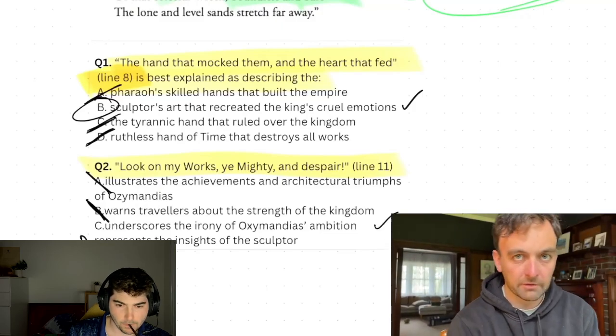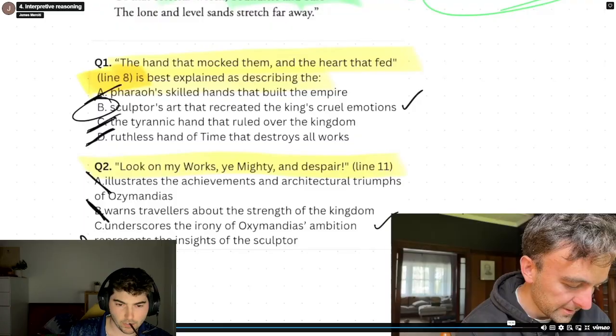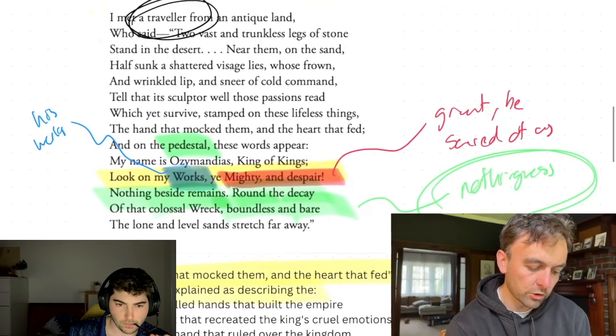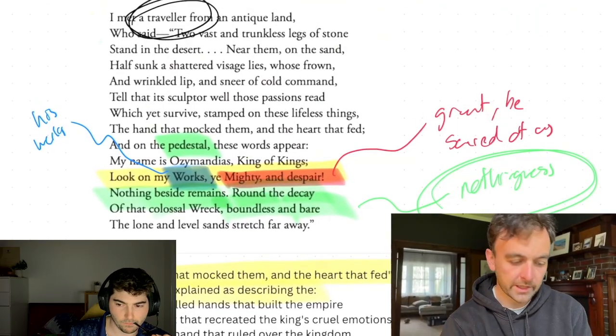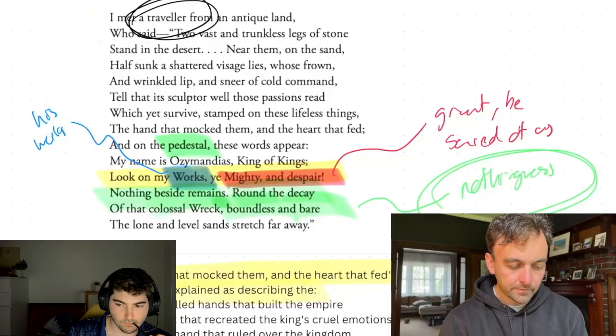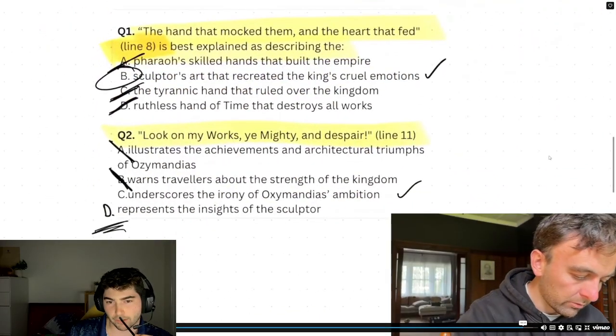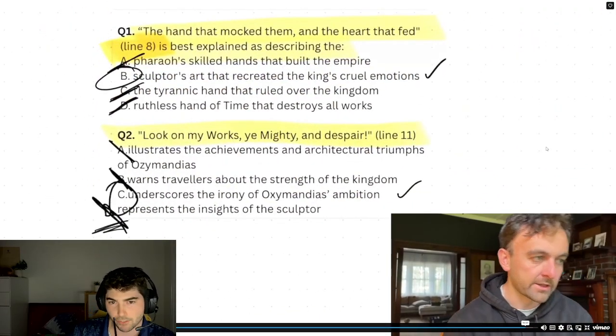And then D, which I don't have a letter for, which is a bit of an oversight, represents the insights of the sculptor. Now, I don't think that is true, because the insights of the sculptor would more be the literal meaning, what was literally written down, or we don't actually know what the sculptor said, because all we can look at is those literal words on the pedestal. So we don't have any idea what the sculptor's reasoning and method actually was. So the correct answer here would be C. So go through and give this a go when you're looking through your section 1 problems.